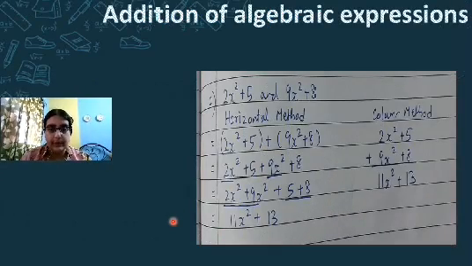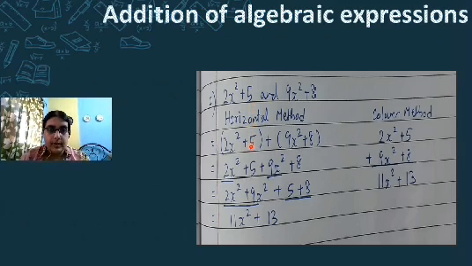Let's look at another example. 2x squared plus 5 and 9x squared plus 8. Now we have to add binomials. Now in this case we can use the horizontal method as well as the column method. The answer will be the same.